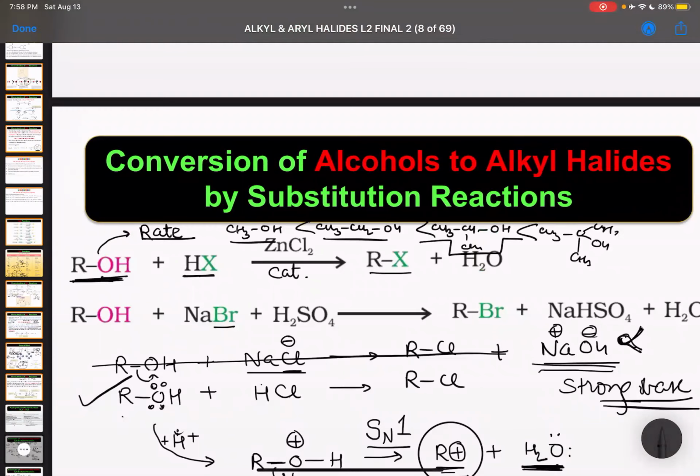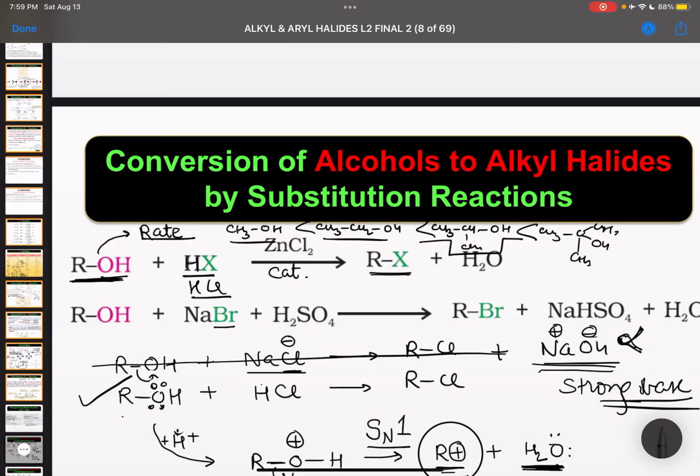Right? Yes, sir. So ZnCl2 is also taken because that acts as a catalyst. It helps the OH minus to come out, and otherwise the H plus is very much required. So you have HCl available in the lab. So if you need to make chloride from alcohol, you can write just HCl. That's it. All the labs have HCl. That is the most common acid, okay, which is there in all the labs.